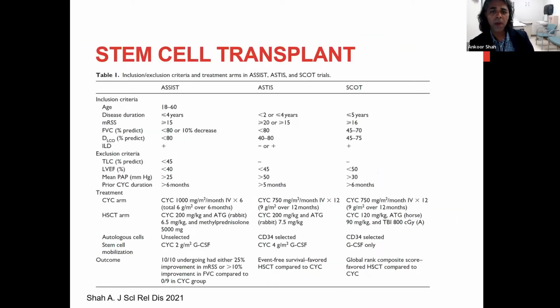This is a review we published here a couple years ago, comparing the three main trials, the ASSIST, ASTIS, and SCOT trial, and their outcomes in showing that in select groups of patients with aggressive disease, stem cell transplant, and in all of these, autologous stem cell transplant led to improved outcomes overall compared to treatment with cyclophosphamide. Now, we have not done the study comparing this to the mycophenolate mofetil, and those studies are ongoing.